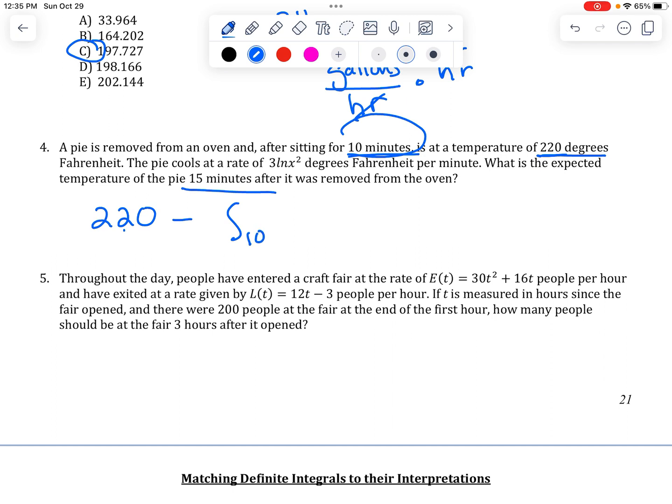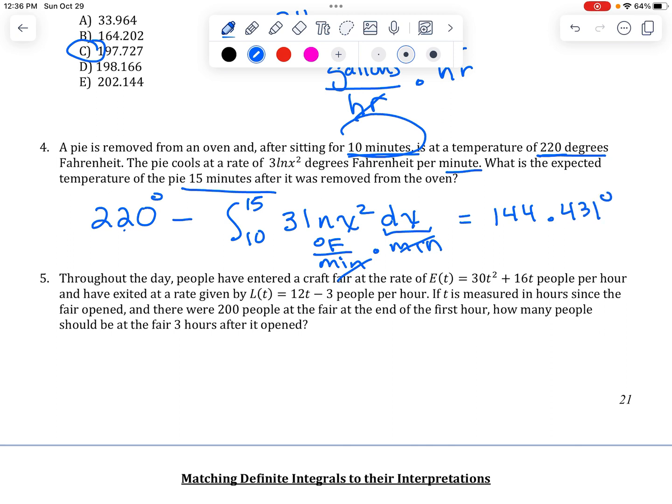At 10 minutes, it was 220, but then I need to figure out how much it went down from 10 to 15 minutes. So I'm going to be subtracting off this. This is the equation for the rate at which the pie is cooling. Again, this is degrees Fahrenheit per minute, and the units on dx are your time, which is minutes. So you're taking 220 degrees and subtracting off the additional degrees it's going down by in that 5-minute interval. Use your calculator, and the pie is going to be at a temperature of 144.431 degrees.